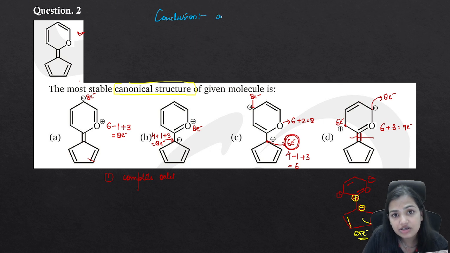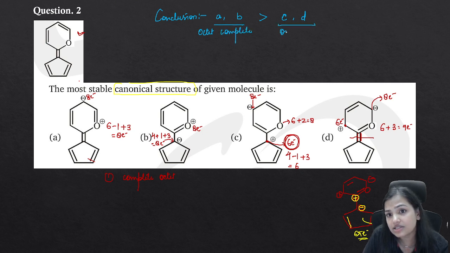That the structures A and B have to be more stable than structures C and D. Why? Because in A and B the octet is complete, and in structures C and D the octet is incomplete. Got it? This is the conclusion that we have drawn.